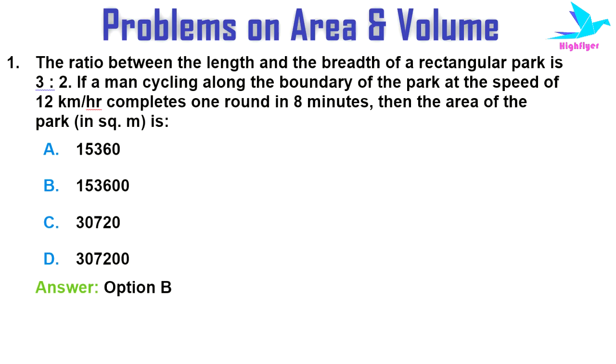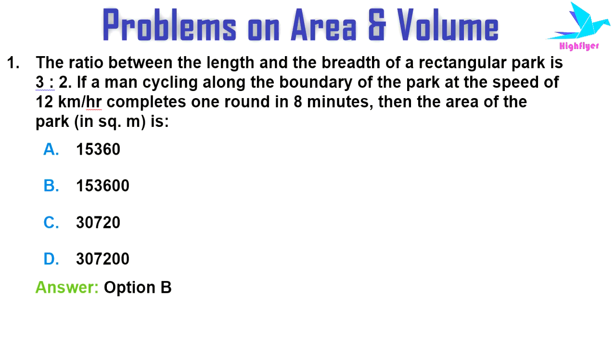First question. The ratio between the length and breadth of a rectangular park is 3:2. If a man cycling along the boundary of the park at the speed of 12 km per hour completes one round in 8 minutes, then the area of the park in square meter is. The options are 15360, 30720, 153,600, 307,200. The right option is option C, 153,600.